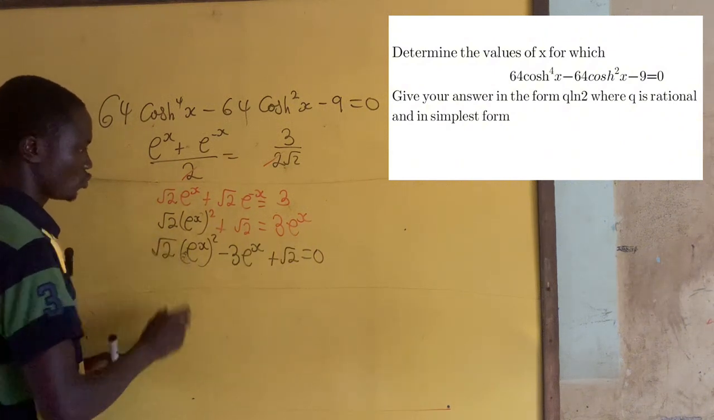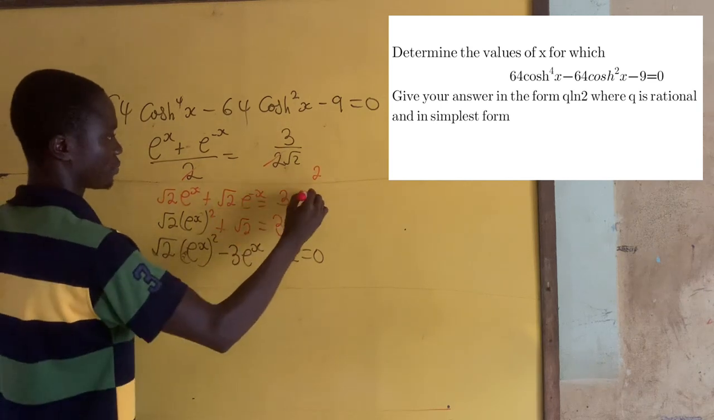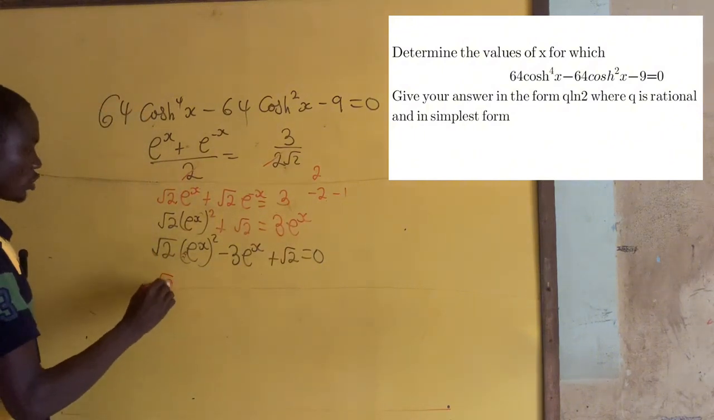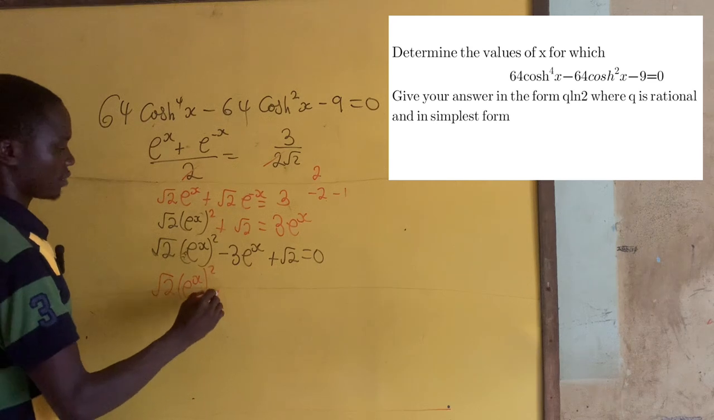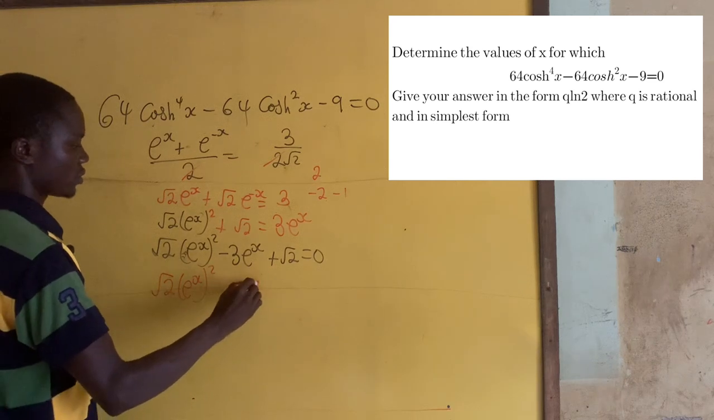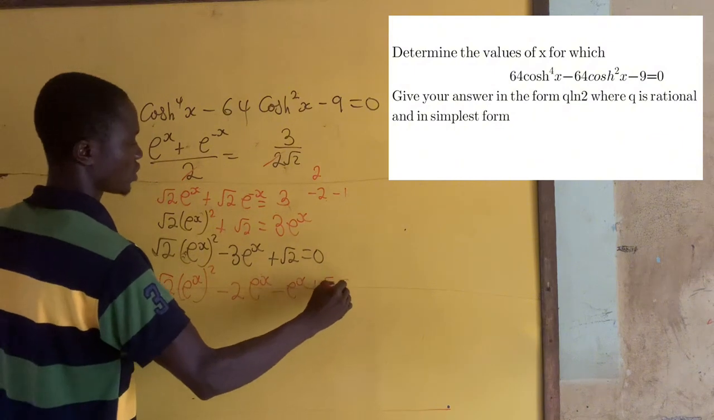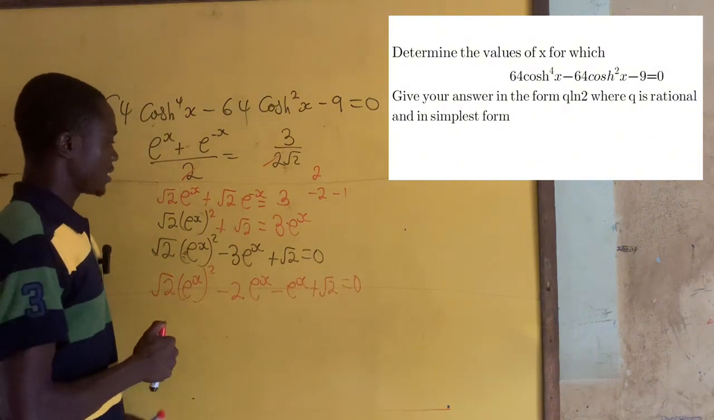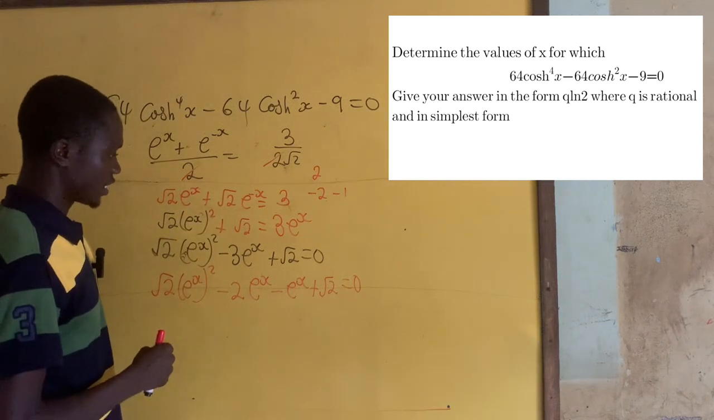Root 2 times root 2 will give us 2. And factors of 2 that will give us minus 3 are minus 2 and minus 1. So let's do that. Square root of 2 e power x squared minus 2 e power x minus e power x plus root 2 equals 0. I'm solving the question, but I'm still worried why I didn't look for that formula first.